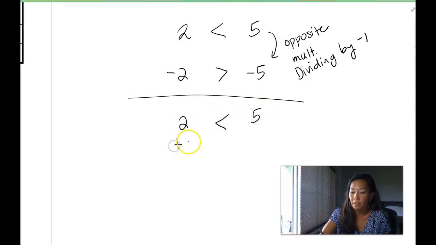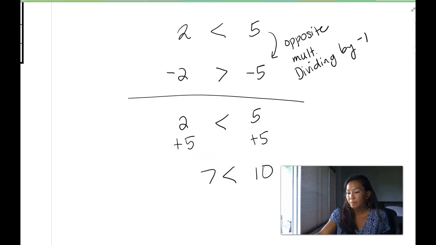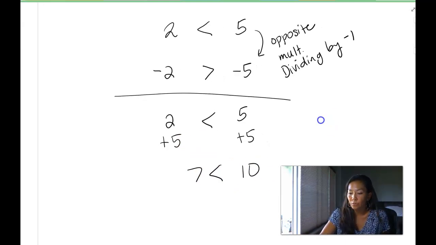So if you think about the values 2 and 5, and we know that 5 is greater, and then I add, let's just add 5 to it. What do I get now? If I add 5 to both sides, I get 7 is less than 10. Is that true? Yeah, that's still true.